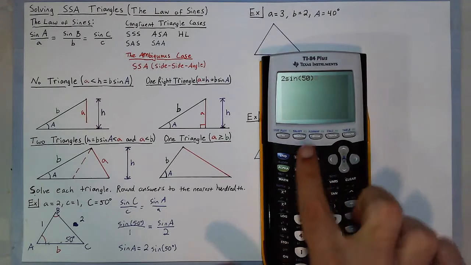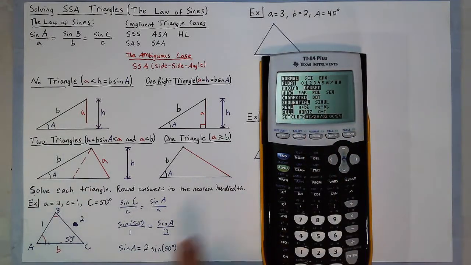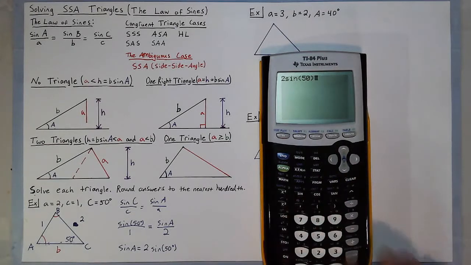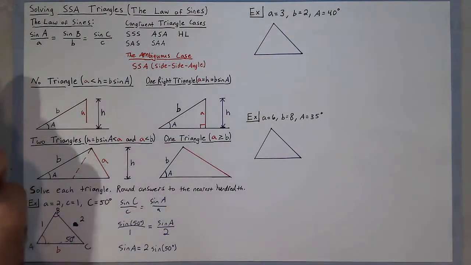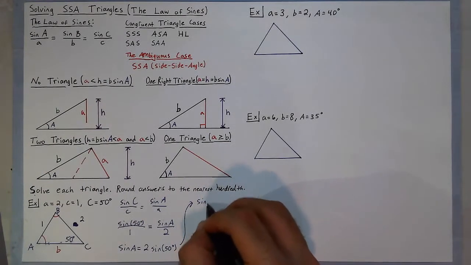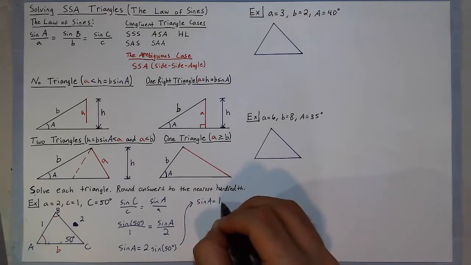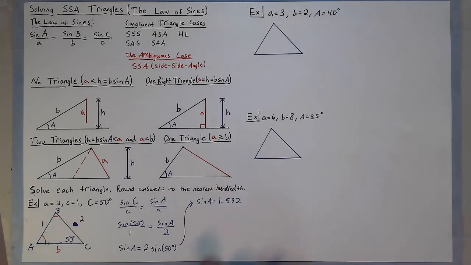And again, double check that your calculator is in degree mode before you go, because I am using degrees. And I get 1.532. So I'll have sine of A is equal to 1.532. But this is impossible to happen since sine's max value is 1. You won't get a solution.